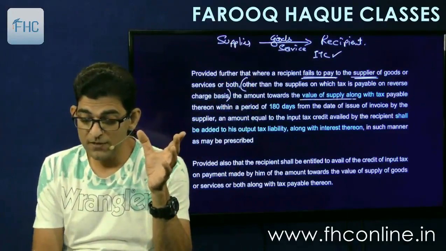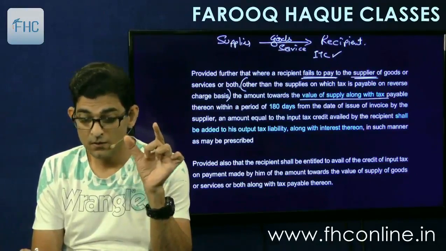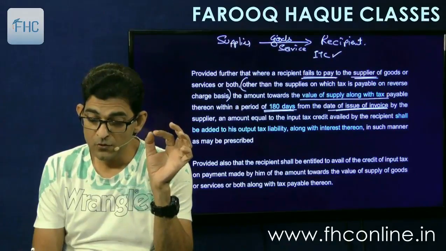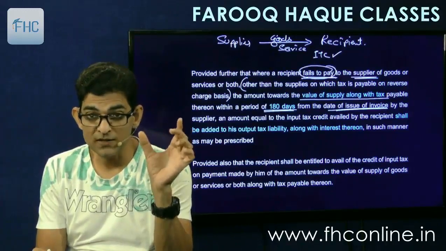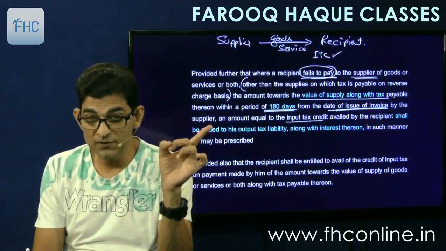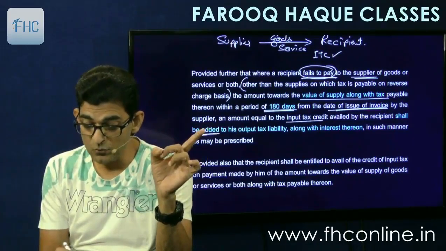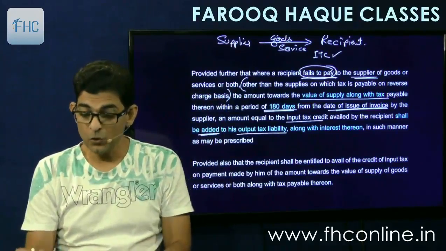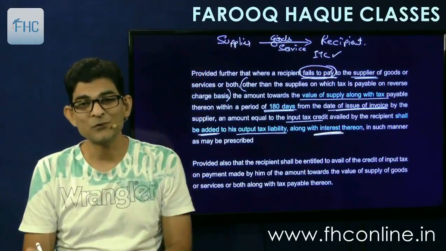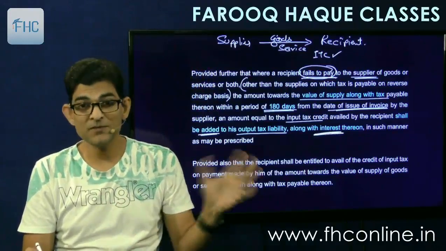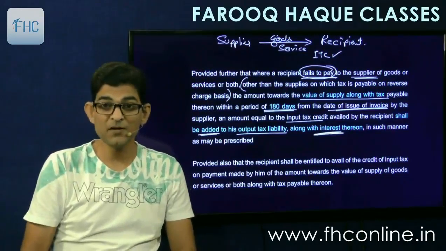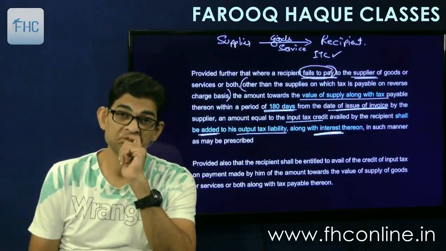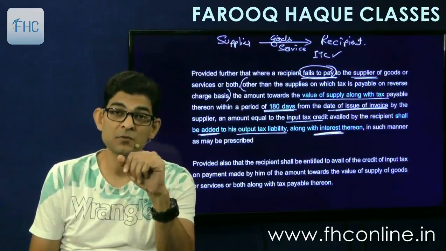The amount towards value of supply along with tax, value plus tax, payable thereon within a period of 180 days from the date of issue of invoice by the supplier. Okay, so it says that if you fail to pay this, the value plus tax, then an amount equal to input tax credit availed by the recipient shall be added to his output tax liability. It means he'll have to pay that much amount back. You have taken credit, you pay back, along with interest thereon, in such manner as may be prescribed. Prescribed means as per the rule, so we'll see the rule for how you have to pay the interest. But remember, you have to not only reverse the credit that you have availed, you also have to pay the interest. Okay.